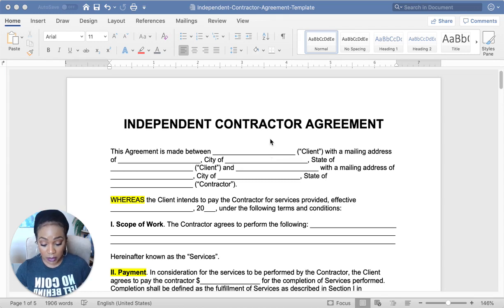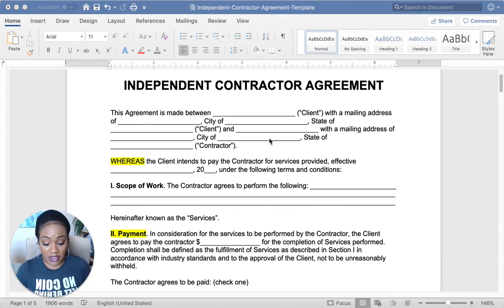I downloaded this particular contract right here off of the internet. I did a Google search for independent contractor agreement, and I just looked to see what I could download without having to sign up for anything, which is, I'm guessing, what most people do. And it came up with this agreement right here.